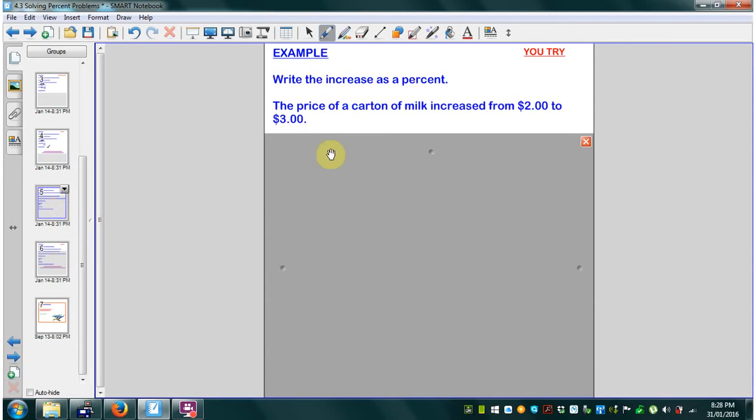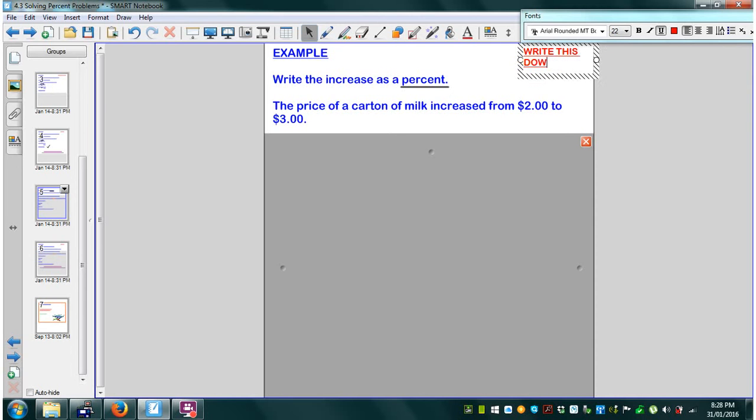We got 2 more examples. So write the increase as a percent. So this one's a little bit different. So this time we're saying the price of a carton of milk increased from $2 to $3. So we have a number that is increasing up, and we want to see what that increase is as a percent. Okay, and I made a little mistake here. I don't want you to try this one on your own. I want you to write this one down as we go. Oops.